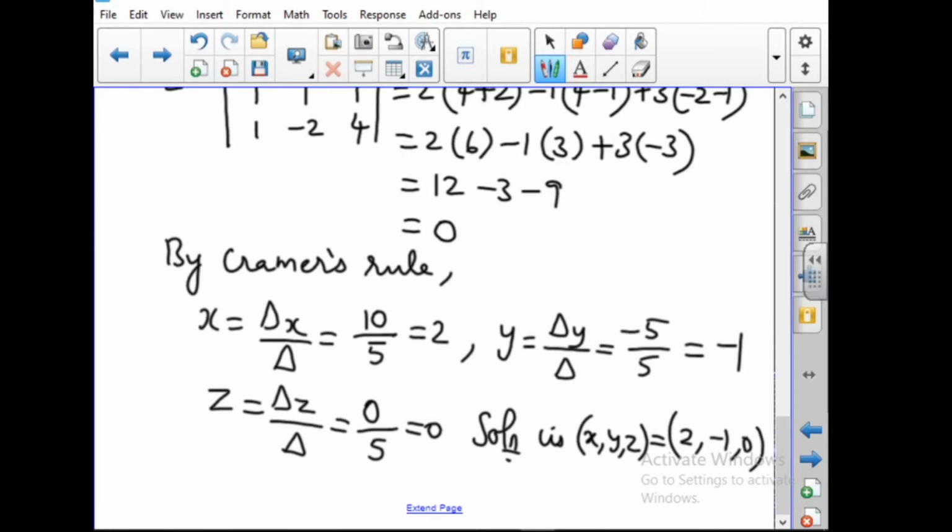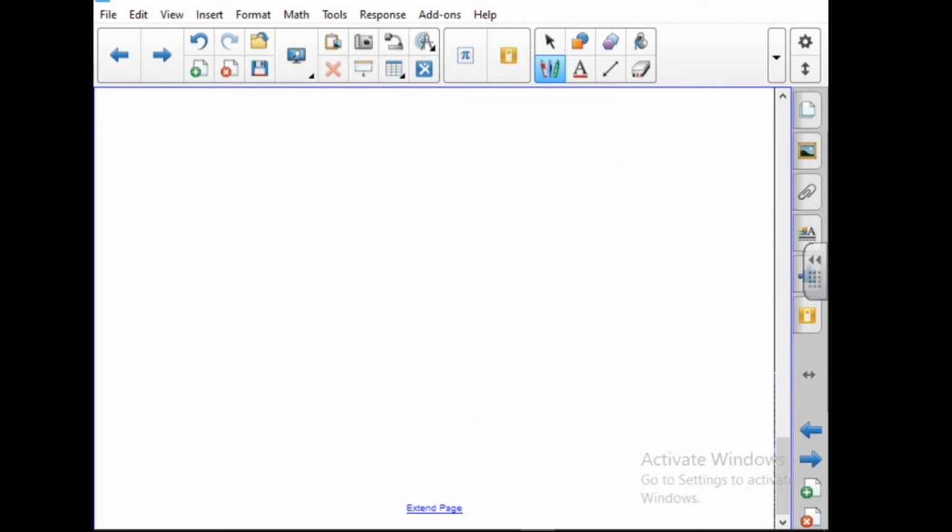So this is the easiest method to solve the equations when there is a unique solution. Cramer's rule is very easy for you to follow. Okay. And now let us go to the word problems.